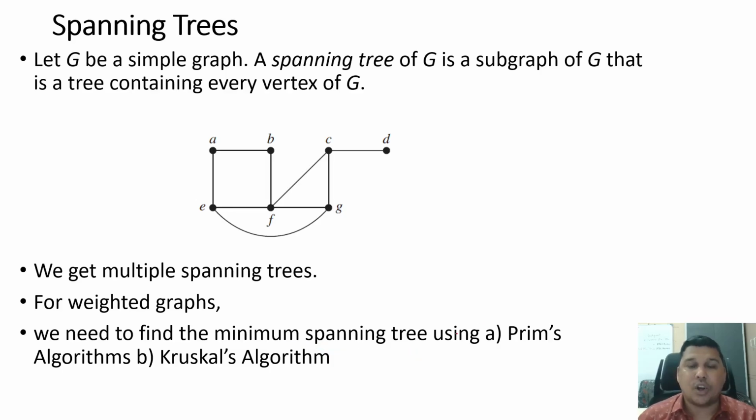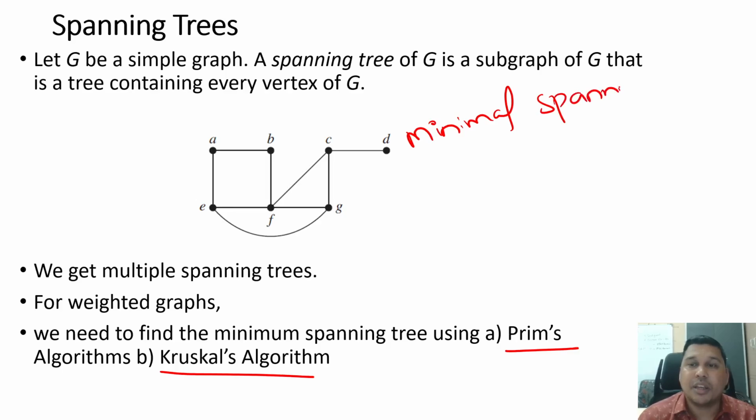So there are 2 algorithms in this concept. One is Prim's algorithm, the second one is Kruskal's algorithm. These 2 algorithms help us in identifying the minimum cost spanning tree. It is also called a minimal spanning tree. Again, all those concepts of minimal and minimum come here.